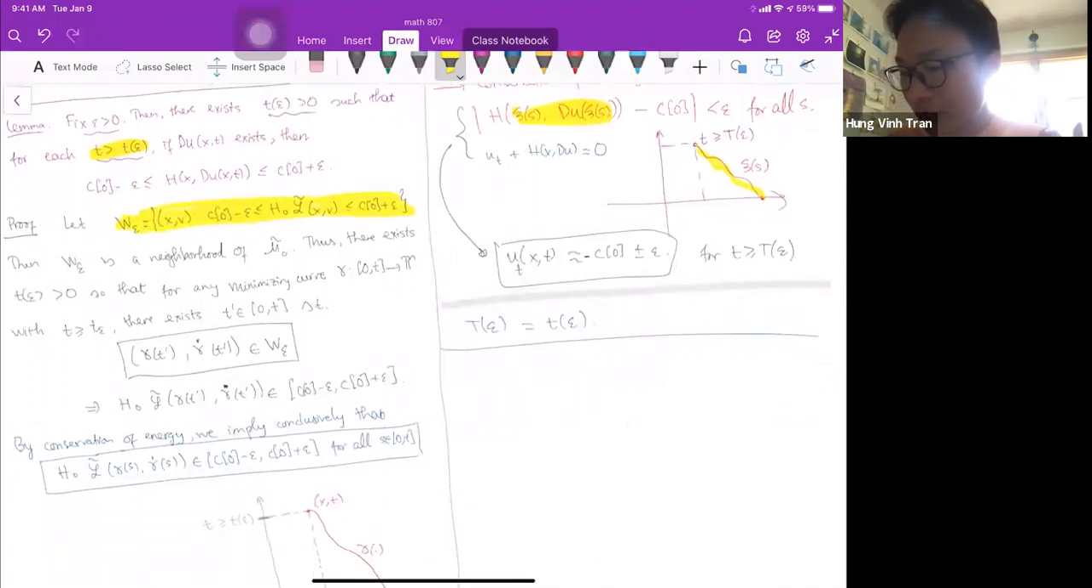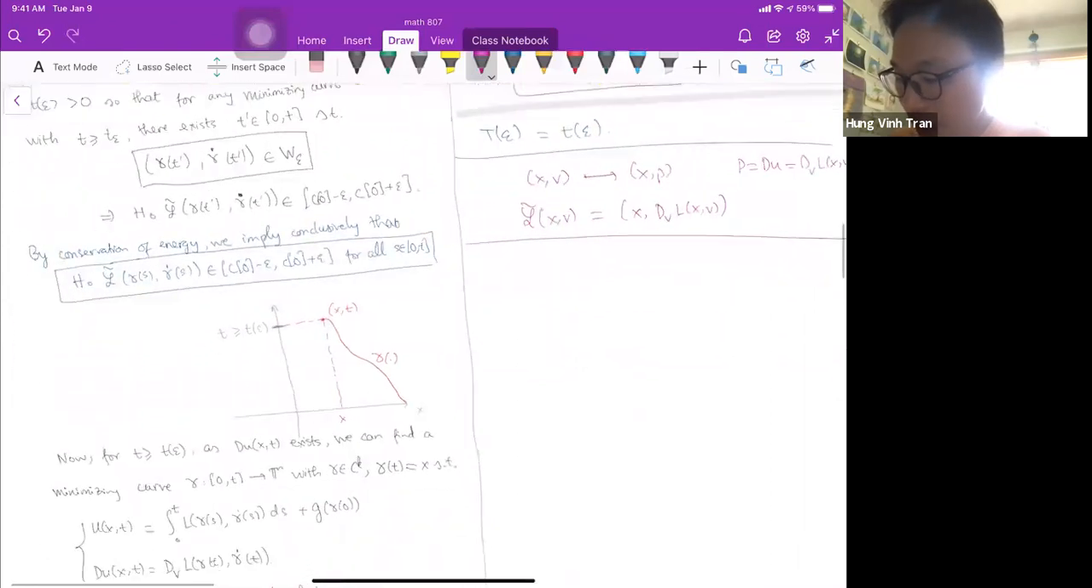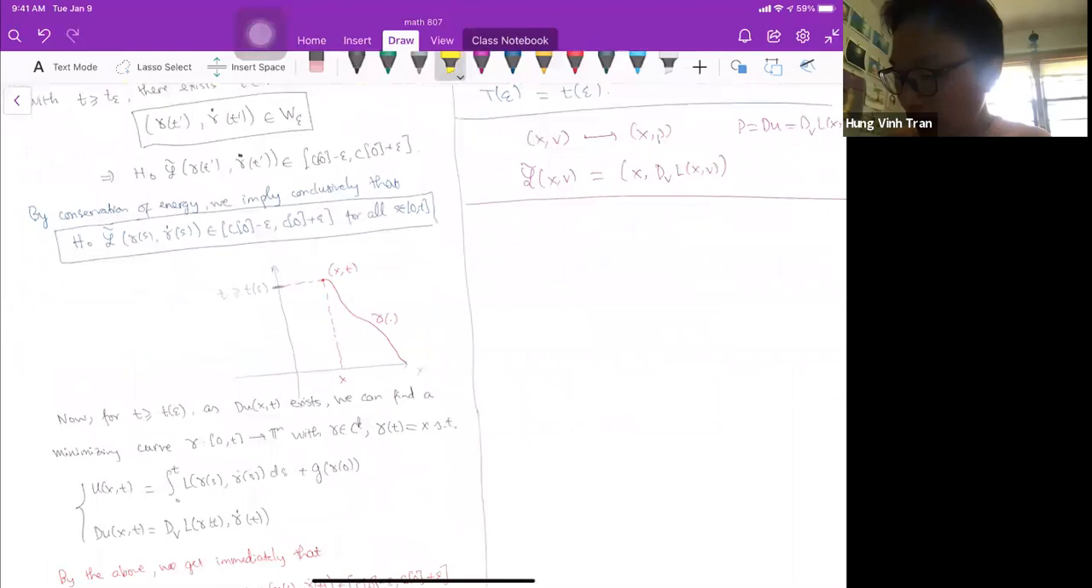Again, the curly L tilde is just the projection mapping, let me recall it to you. We are taking from XV to XP, then curly L tilde of XV is going to just map it to XP. So P is DU, remember, so it's a generalized momentum, and this is DVL of XV. In case you forget, that's the map. So it's really remarkable. It's really telling us that if one point gets inside, then the whole curve gets inside.